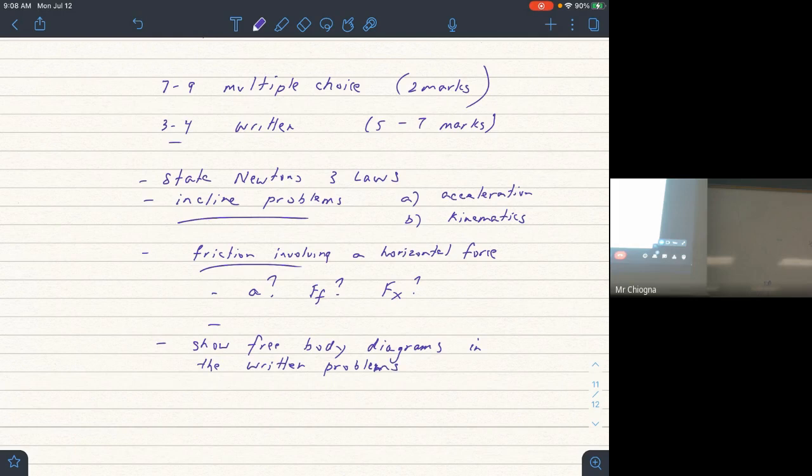Okay, there will definitely be some elevator problems like you did, similar to the assignment.